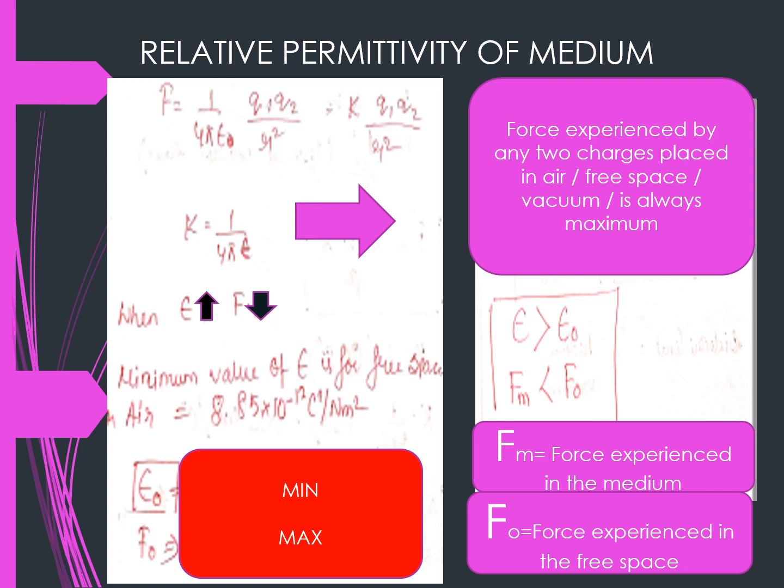The same charge, if you keep it in water, will experience a lesser amount of force, because epsilon 0 is minimum in the case of free space or air. So the force experienced by any two charges placed in air, free space or vacuum is always maximum. Since epsilon 0 is less than epsilon, therefore F naught, the force experienced in air, is always greater than the force experienced in any medium.